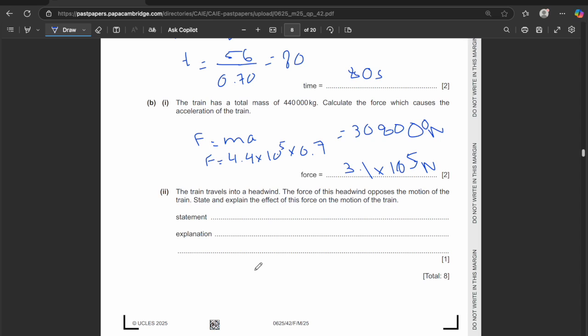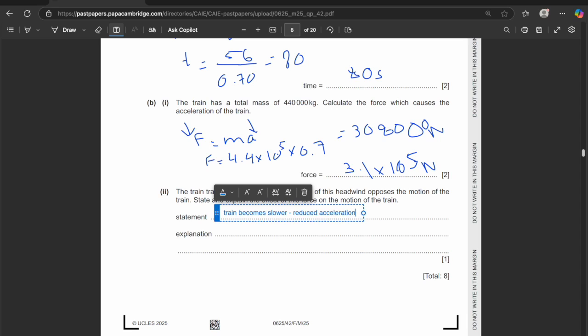The train travels into a headwind. The force of this headwind opposes the motion of the train. State and explain the effect of this force on the motion of the train. So a headwind, I just think it's some kind of resistance wind, right? Don't exactly need to know, but yeah. So since there is resistance acting on it, the resultant force will decrease, and if this decreases, the acceleration will also decrease. So you can say that the train becomes slower, with reduced acceleration, and the explanation is because the resultant force, which gives acceleration, decreases.